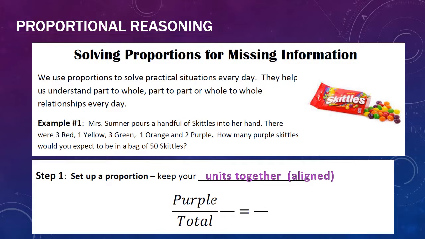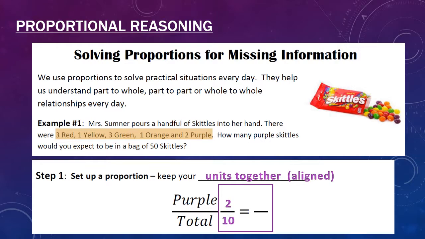With these, you're going to have 2 units that you're comparing. In this case, I'm comparing purple to the total. And I'm going to set up my proportion inside this box. I always write my units off to the side so I know what goes on top and what goes on the bottom. So here's all of my colors. I added them all up and I knew there was 10 total. How many were purple in my hand? 2.